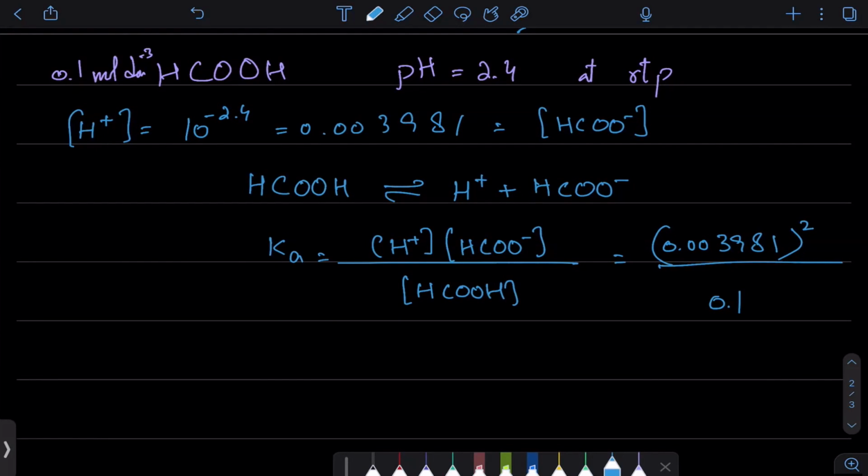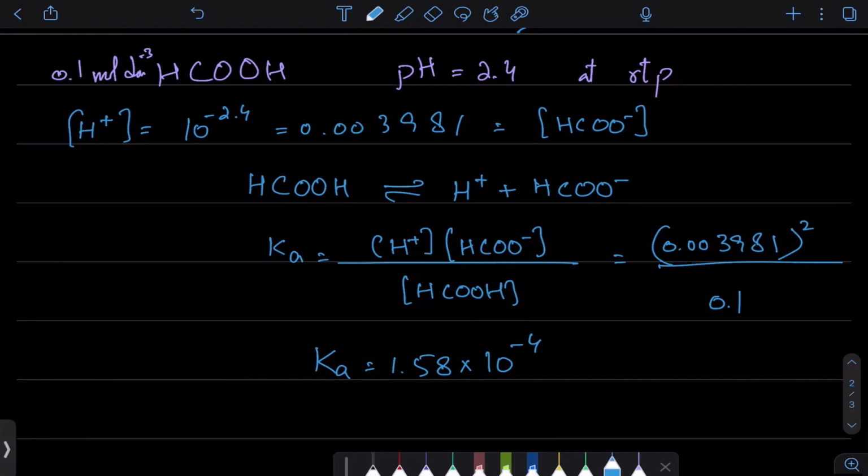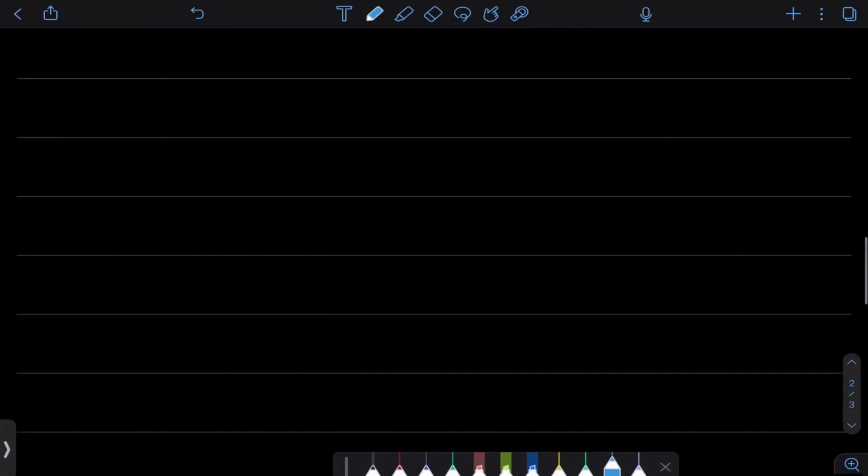So this divides it and it gives me Ka is 1.58 times 10 to the power minus 4. And that's my answer. Okay. And the unit is also important. So the units are mole per dm cube, mole per dm cube, mole per dm cube. These cancel out, so I'm left with 1 mole dm minus 3. Okay. So that is how I do it.